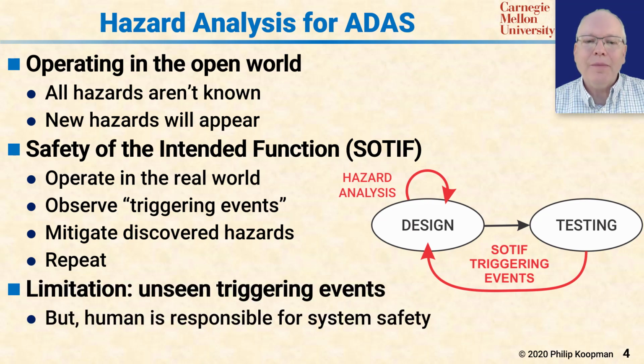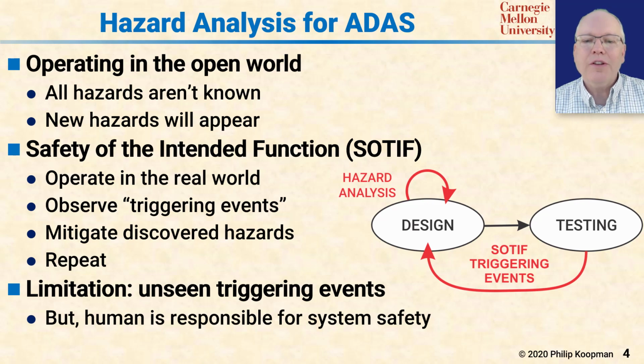This one has a limitation of unseen triggering events. Here, when you're operating in the real world, it's very unlikely you will encounter all the weird things that will happen for a full-size deployed fleet. So you're not going to get all the triggering events, but you hopefully get enough that it's responsible and acceptably safe to deploy. In the end, a human's responsible for system safety. This is driver assistance. It is not a self-driving vehicle.